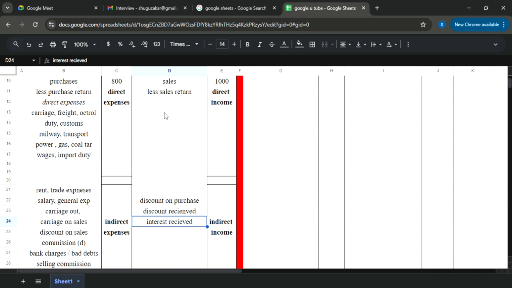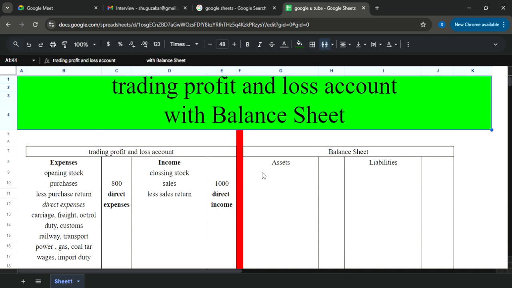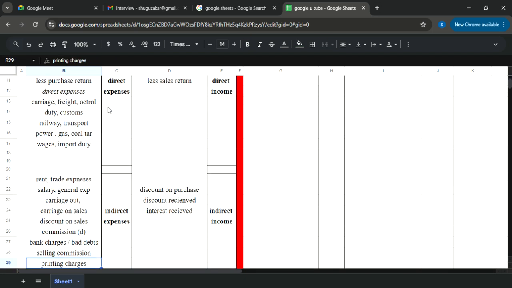Here income is divided into two parts. Direct income, which you have earned directly from trading or business, and indirect income, which you have earned but not directly from the business. Okay, this part has been completed, and this part was the trading profit and loss account. For the time being, you will understand the position of these different expenses and income, and in the next stage we will see how to calculate profit or loss.